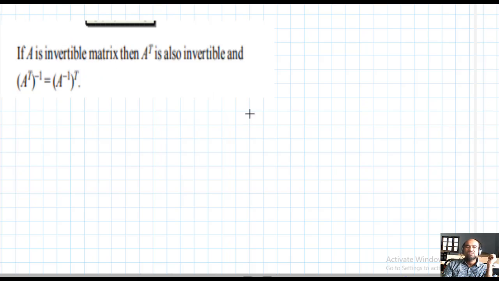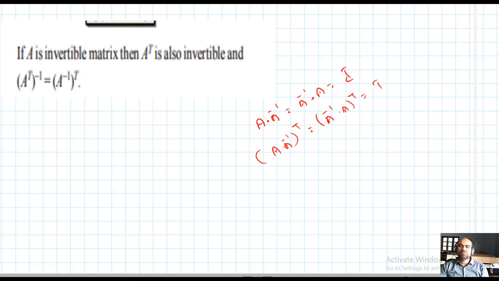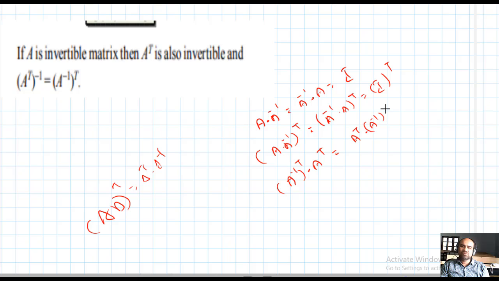Listen, students. To prove this, I want to use the definition first of all. By the definition, A into A inverse equals A inverse into A equals I only. Or in other words, A into A inverse whole transpose equals A inverse into A whole transpose equals I transpose. Already you know that if A equals B, then A transpose equals B transpose. So by using the transpose property, what can I write? A inverse whole transpose into A transpose, since AB whole transpose equals B transpose into A transpose. So this is equal to A transpose into A inverse whole transpose equals I only, because I transpose is I only.